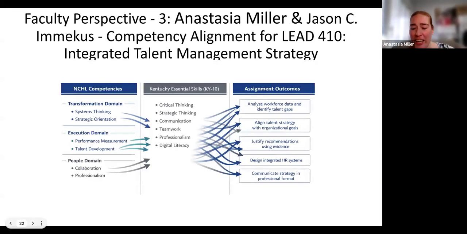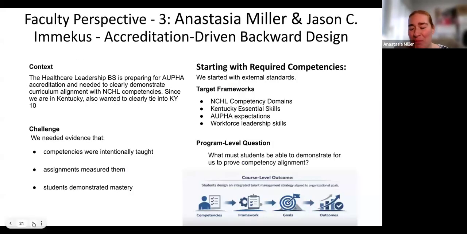But we have a crazy, like a beautiful mind type board that shows how these all relate. Basically, we did start with what were all the competencies that we had to make sure we demonstrated. I'm going to be talking about the healthcare human resources management course. Within that, we picked out what were the NCHL competencies, what were the AUPHA criteria, and what were the Kentucky essential skills that would align with that.